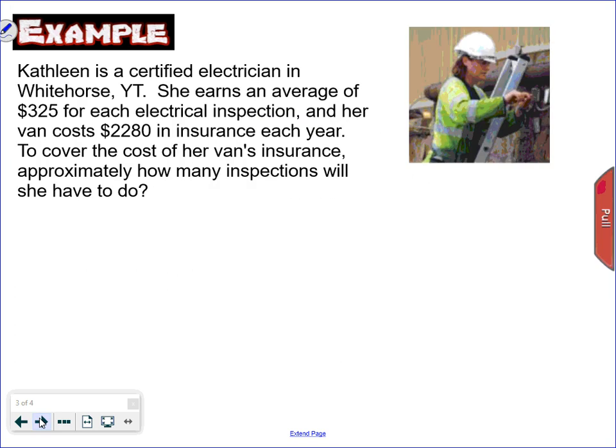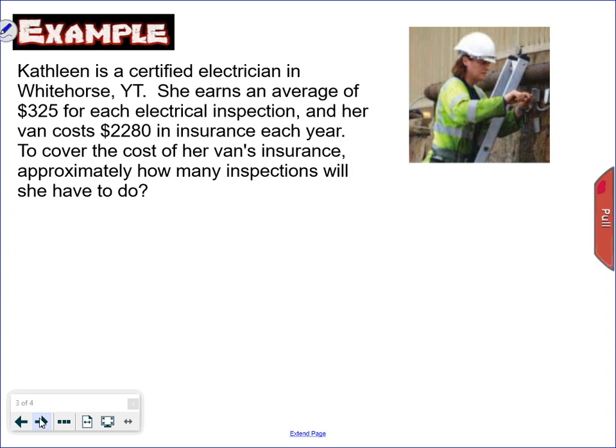In this next example, Kathleen is a certified electrician in Whitehorse. She earns an average of $325 for each electrical inspection, and her van costs $2,280 in insurance each year. To cover the cost of her van's insurance, approximately how many inspections will she have to do?